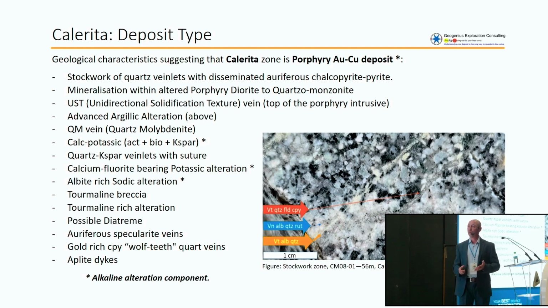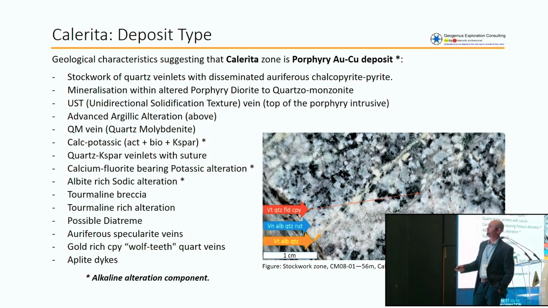And that was a good surprise when we did the LIBS. I'm going to show you the picture so you can believe. And we also have sodic-rich alteration with albite, obviously. We have tourmaline breccia with tourmaline alteration surrounding them. We have a possible diatreme. It's a volcanic breccia and it has the features of a diatreme. We have gold-bearing spicarite veins. We also have a quartz vein with teeth, rich in chalcopyrite, up to 15 grams per ton. And we have aplite dikes. So those are the characteristics. And that's a little picture.